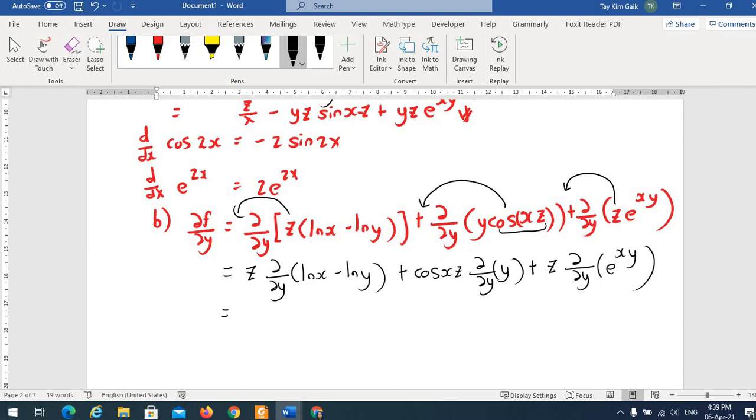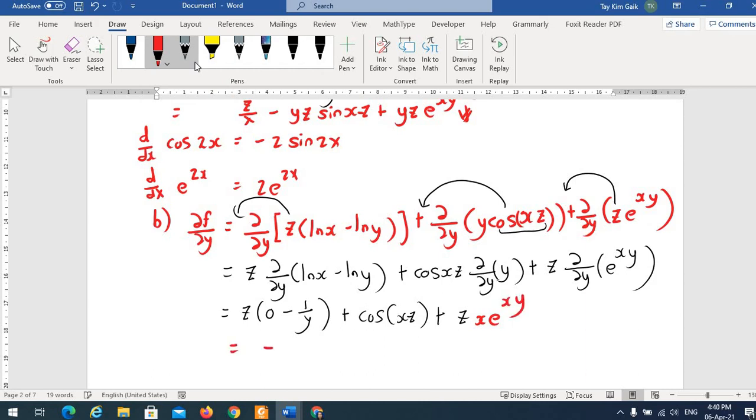So when you take ∂/∂y of ln x, the answer is 0. ∂/∂y of negative ln y is negative 1 over y. ∂/∂y of the constant you have 0, plus cos(xz). ∂/∂y of e^(xy), you got x e^(xy). So the final answer is negative z over y plus cos(xz) plus xz e^(xy). So this is ∂f/∂y.